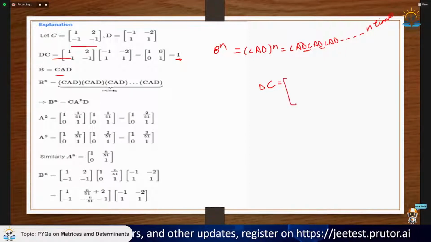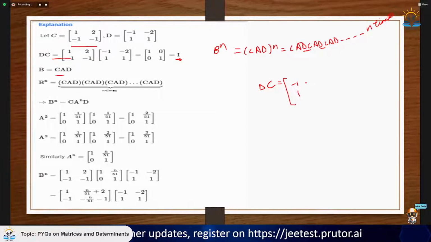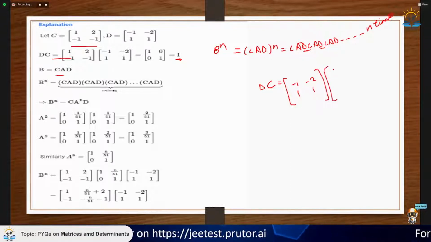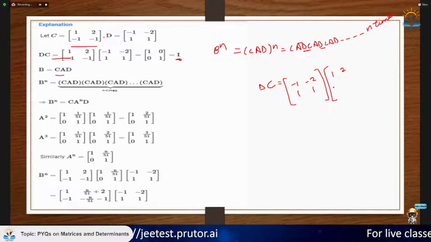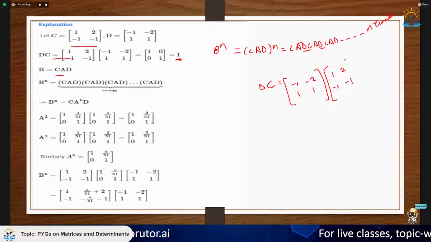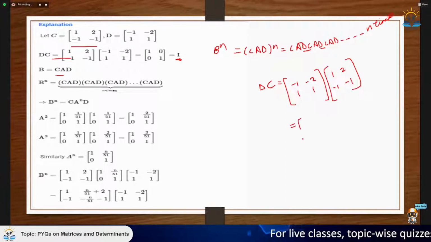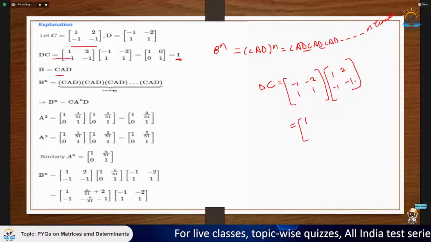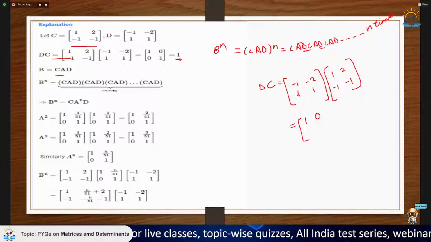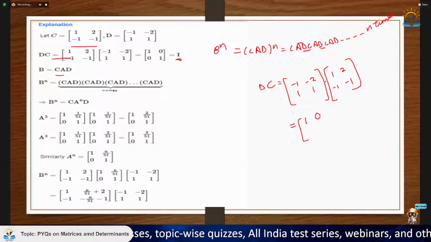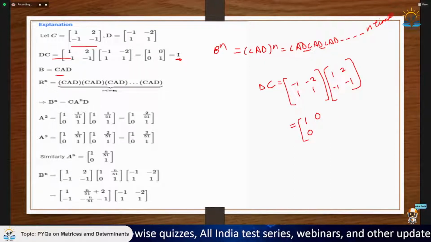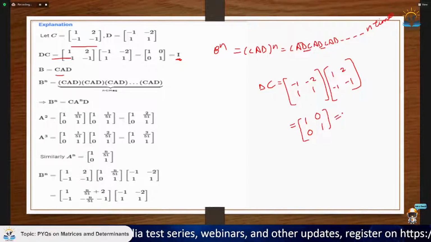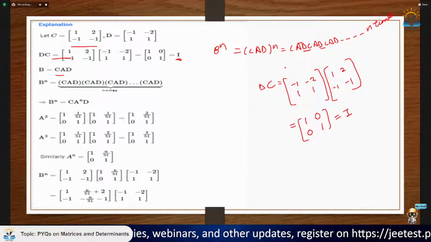So when I multiplied DC, DC is [-1 1; -2 1], then C is [1 2; -1 1]. So what will DC be? DC will be -1 + 2 which is equal to 1, then -2 + 2 which is equal to 0, then 1 - 1 which is equal to 0, then 2 - 1 which is equal to 1. So this is my identity matrix of order 2 cross 2. So DC is coming out to be equal to I.